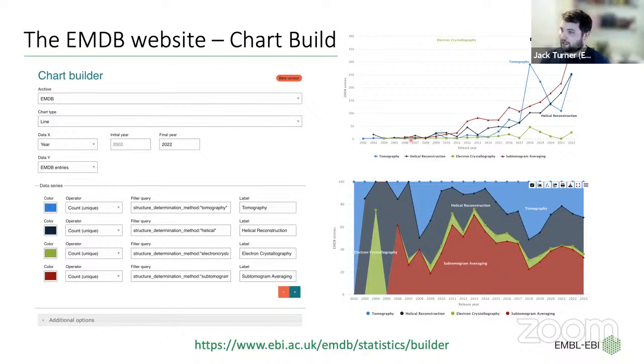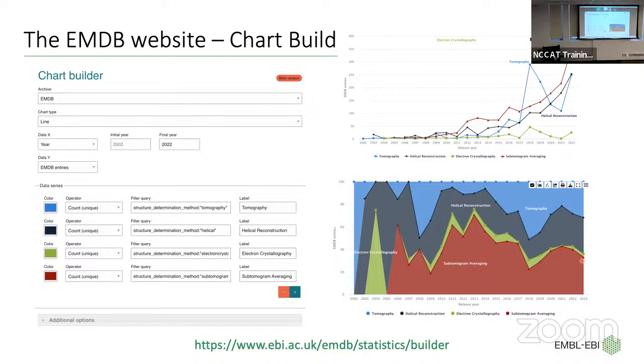But you can represent this data in a number of different ways. So here it's represented as a line graph of absolute numbers, but we can also represent it as a percentage of the total releases in each year. In this area graph here, we can see tomography entries are on the rise relative to these other entries. Helical reconstructions are staying pretty consistent. Same for electron crystallography, and in-cell tomogram averages, whilst we're seeing an increase in total number, as a proportion of the total releases, they're actually on the decline.